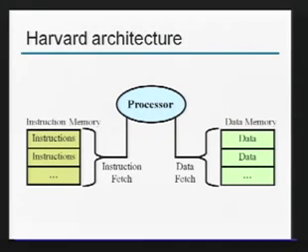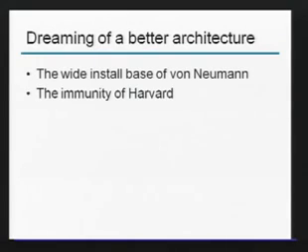So when the processor issues an instruction fetch, it goes to some sort of code memory, and when the processor issues a data read or write, it goes to a data memory instead. So the processor actually can't address the data memory for an instruction fetch, and it can't read or write from the instruction memory. It's simply not a feature available on this architecture. So given that, the Harvard architecture is actually immune to code injection because it doesn't have the necessary features required to support it. So what if we could have an architecture that has the wide install base of von Neumann and the immunity of Harvard?